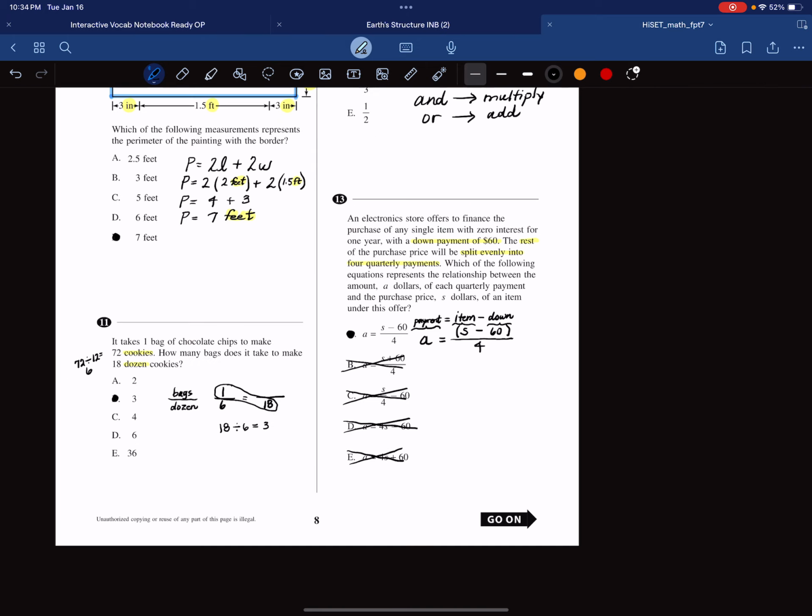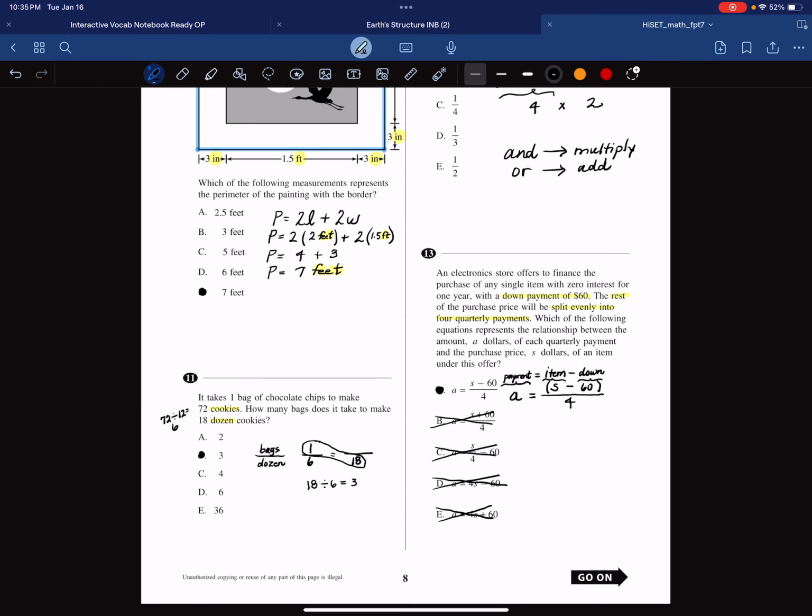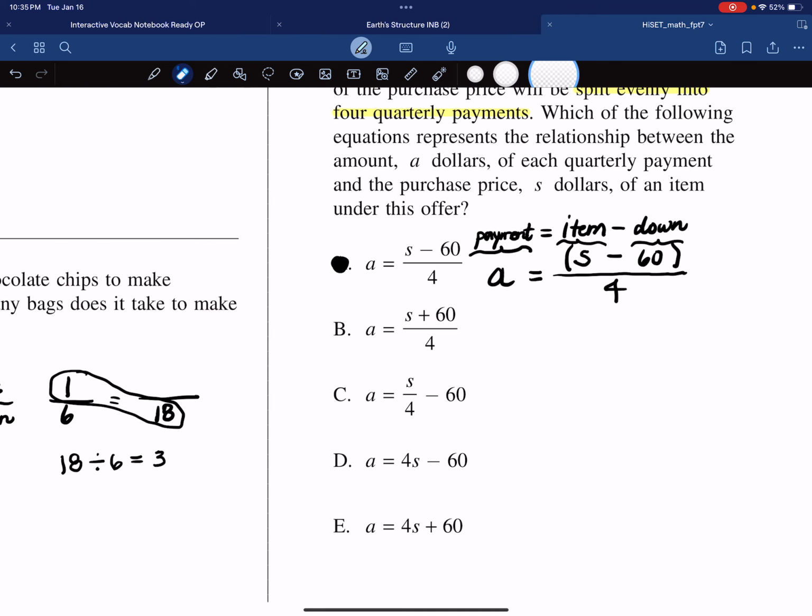Sometimes these problems that are very long and complicated come out to be the easier ones if you just think through them. You don't have to do any math. You just have to think through the scenario. Put it in terms, put yourself in the problem. Imagine that you walk in the store and you do this thing. But this one, I know I have to take the price minus 60, and the only one that does that is the first one. So I didn't even have to go through all that if I know that I'm taking the down payment away from the price of the item.